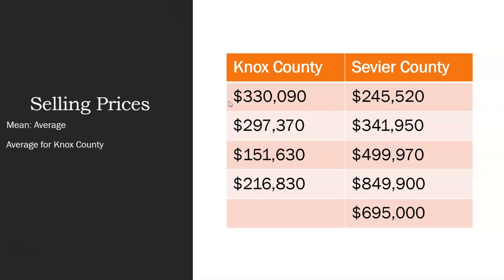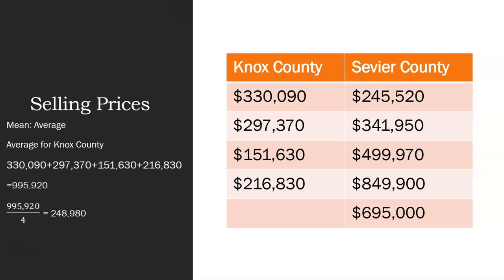To find the mean, this is your average, and we're going to look at the average for Knox County. So you would add up all four amounts and divide by 4, since there's only 4 amounts here. And this would leave you with $248,980 for your average for Knox County.